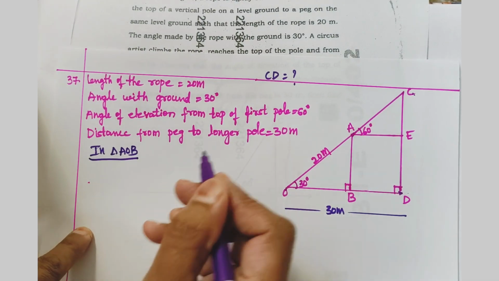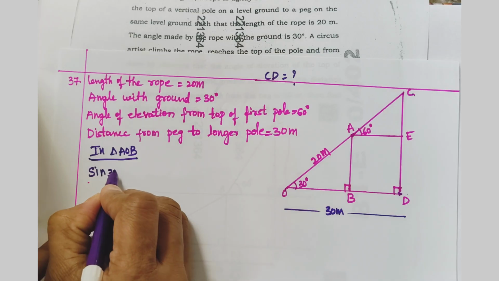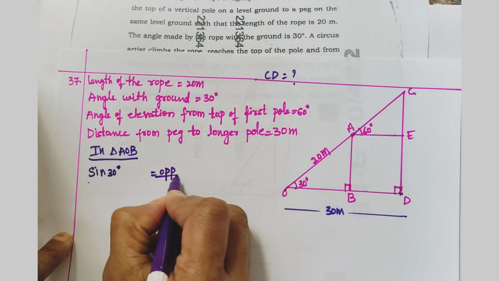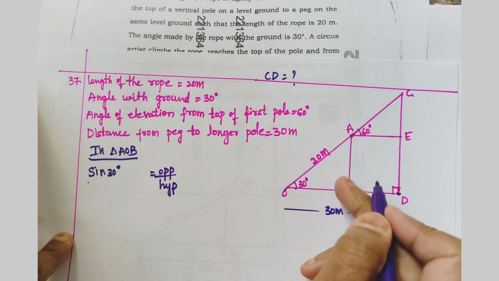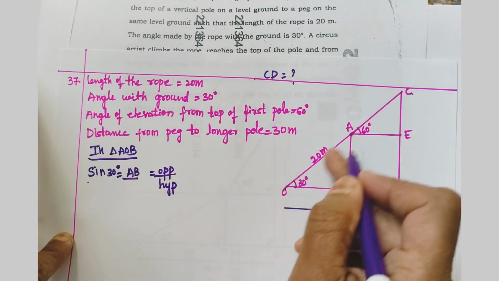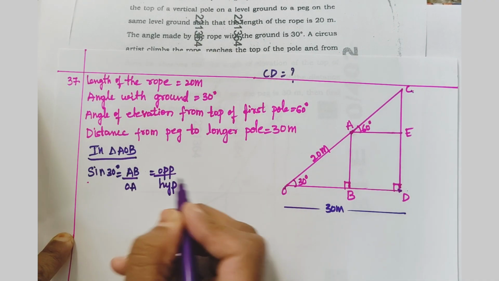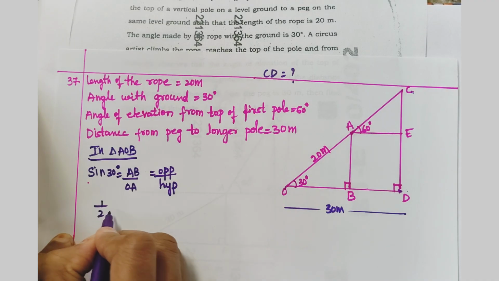Okay, now we will take sine 30 degree. Sine means what? Opposite by hypotenuse. So for 30 degree, what is opposite? AB is the opposite. Hypotenuse means what? OA is the hypotenuse. Now you apply the value of sine 30. Sine 30 value is 1 by 2.